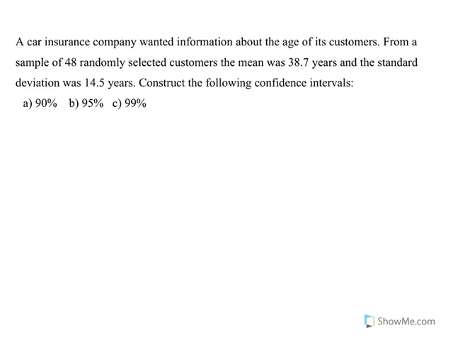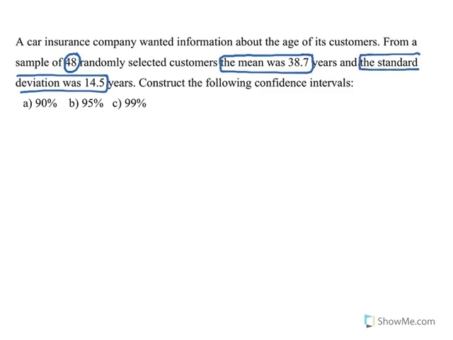Okay, in this question we are given that a car insurance company wanted information about the age of its customers. From a sample of 48 randomly selected customers, the mean was 38.7 years. So I'm highlighting things here. And the standard deviation was 14.5 years. So this is what we are given.